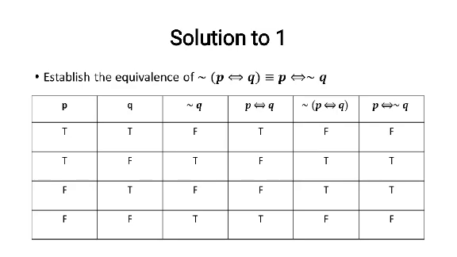We need P, we need Q, we need negation Q, we need P if and only if Q, the biconditional statement. We then need negation of (P if and only if Q). We need P if and only if negation Q. So we have how many columns? 1, 2, 3, 4, 5, 6 of them. So we have P, Q, negation Q, P if and only if Q, negation of (P if and only if Q), and P if and only if negation Q.